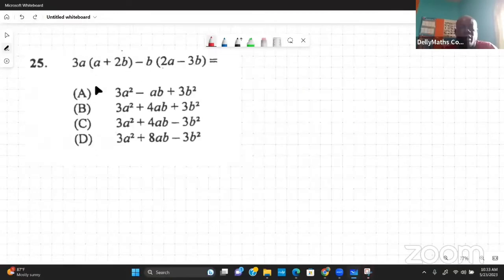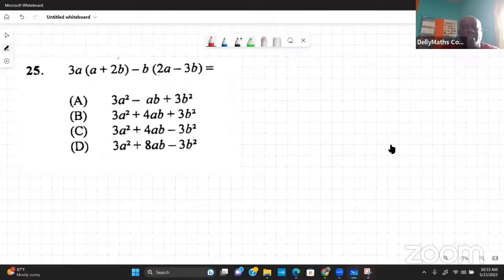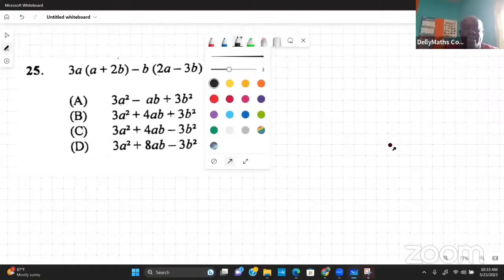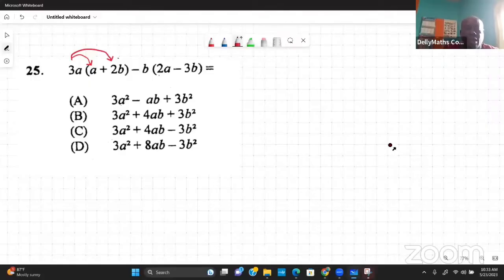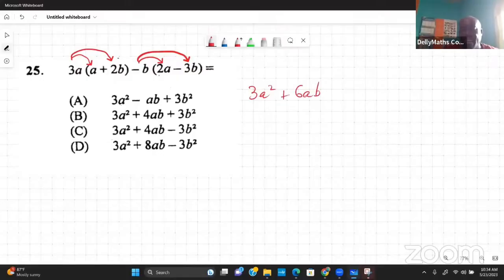So what we're looking at here is that you want to quickly distribute. Let's do our distribution. You could just do that quickly. Look to see what you have. So 3a times a will give you 3a squared. 3a times b would have given you 6ab. Negative b times 2 is negative 2ab. Negative b times negative 3b is positive 3b squared. So as you could see, this part becomes positive 4ab.